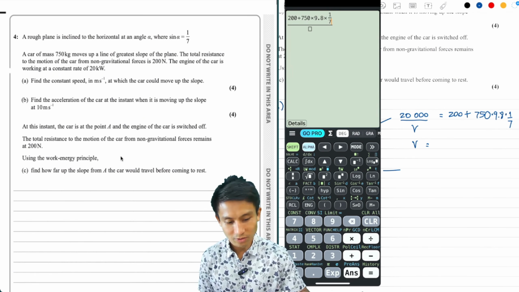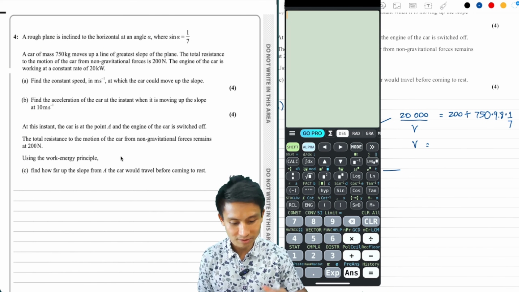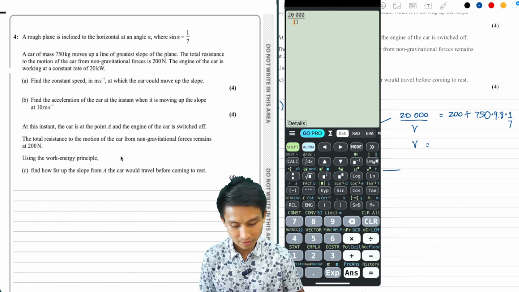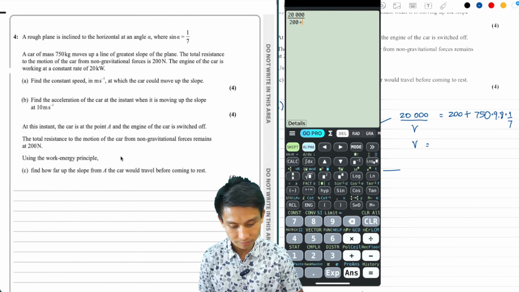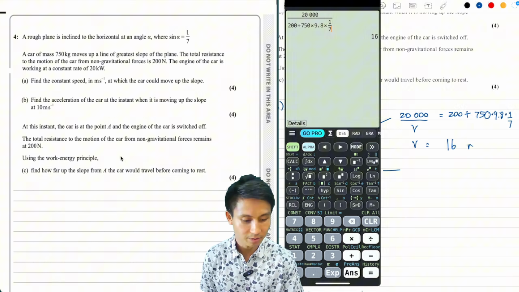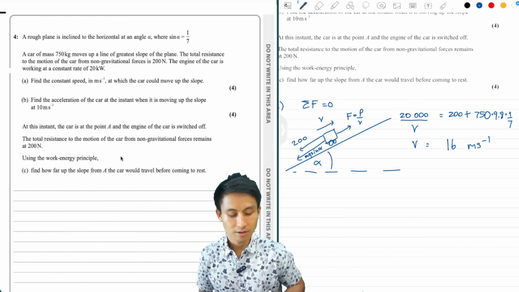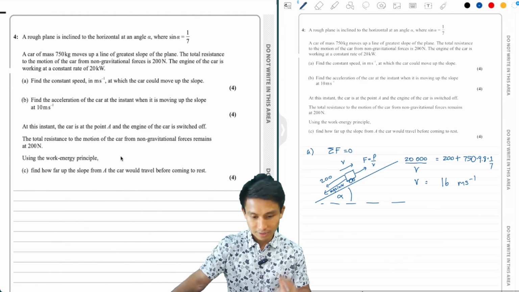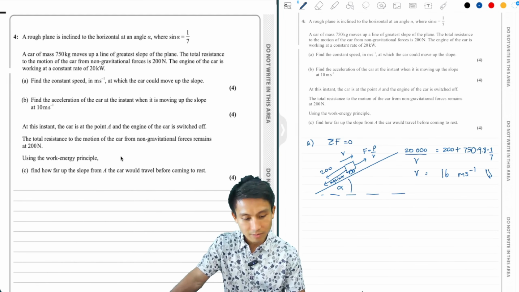And, oh, hang on. I've got to swap that, because when you make v the subject, you're going to have 20,000 here on top instead. Okay. Times 1 over 7. Yep, that's 16 meters per second. Okay, so that's the speed. Part A is done.